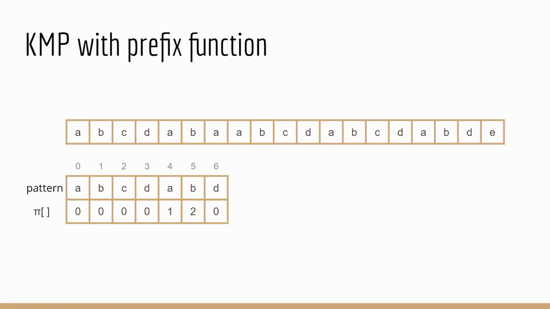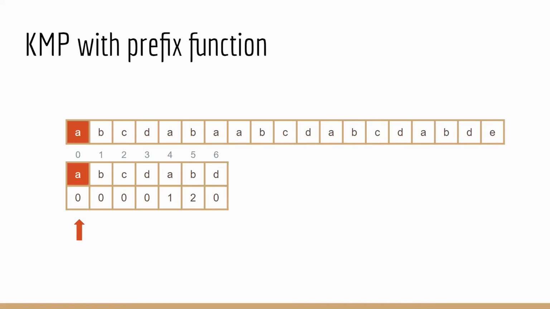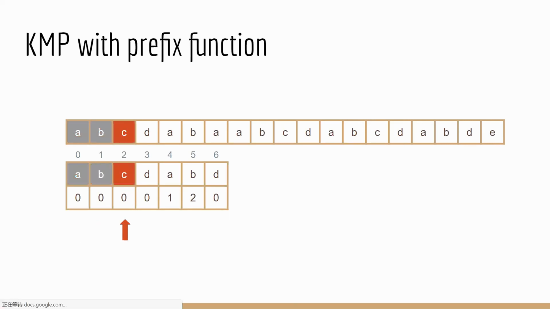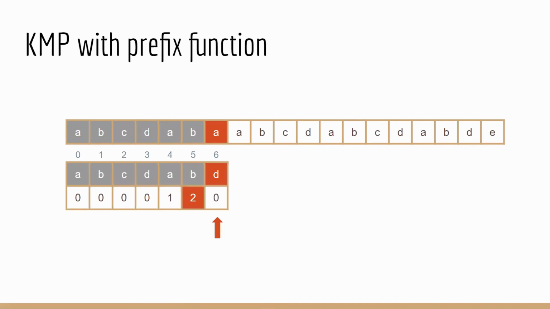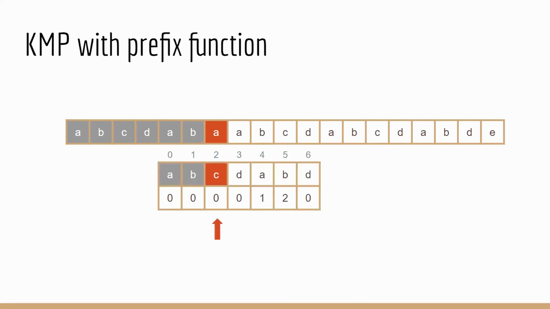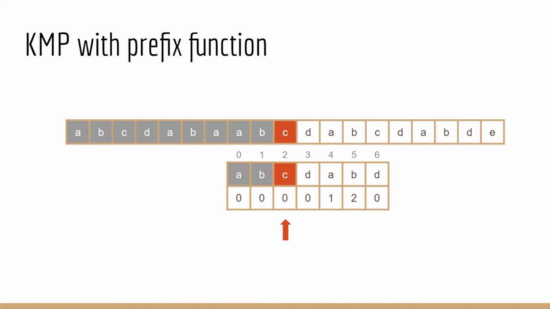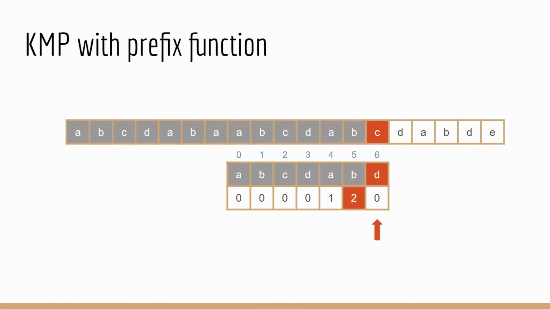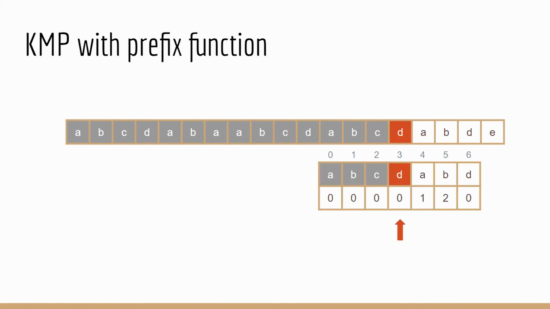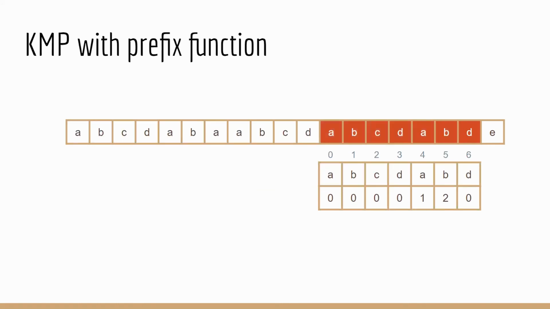And this is a demo of KMP using the prefix function. We start at the first character in the text, and we have matched the pattern until the very last character. Now we look at the prefix function 1 entry before. We have 2, so we move the pattern right and compare the third character of the pattern with A, the current character in the text. This is the basic process. We continue matching if the characters are the same, and if we have a mismatch, we look at the prefix function and decide how much we want to move the pattern right until we finally find the pattern.